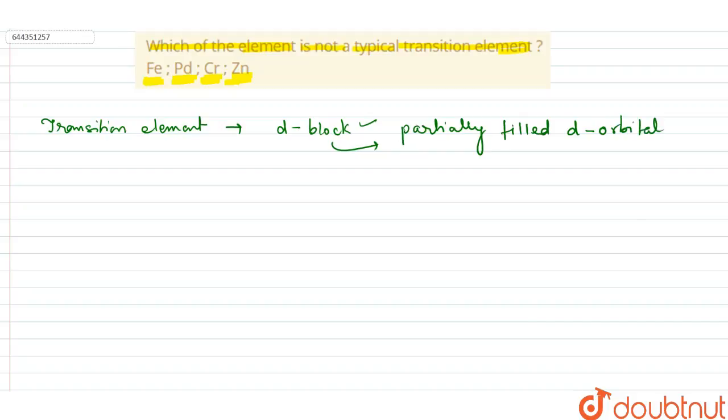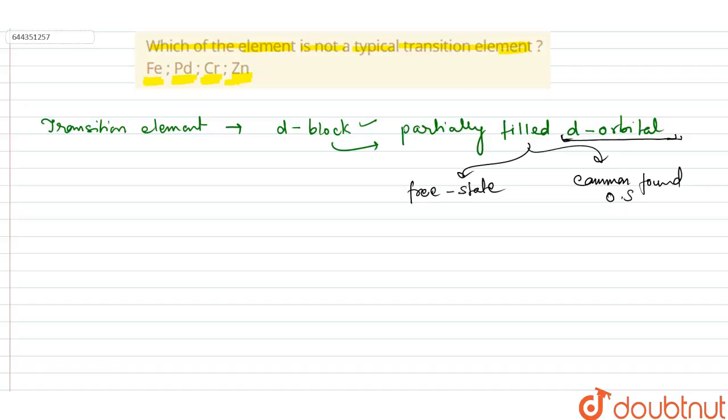Now this partially filled d orbital state can be found in two possibilities. The two possibilities are whether in the free state, that is uncombined, they have a partially filled d orbital, or when oxidized, that is in their commonly found oxidation states, they have a partially filled d orbital. So if an element fulfills this criterion, it is known as a transition element, because when the d orbitals are unfilled, there are transitions of electrons, thus they are known as transition elements.